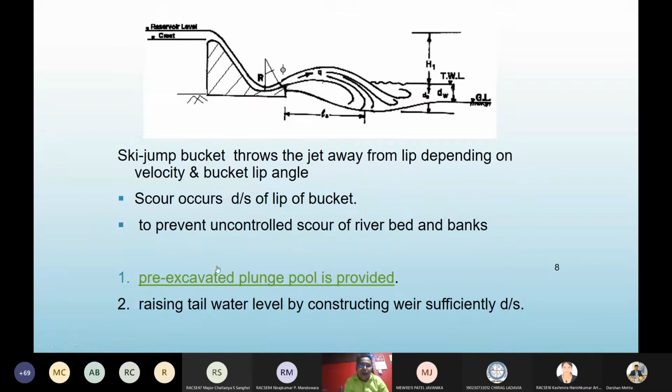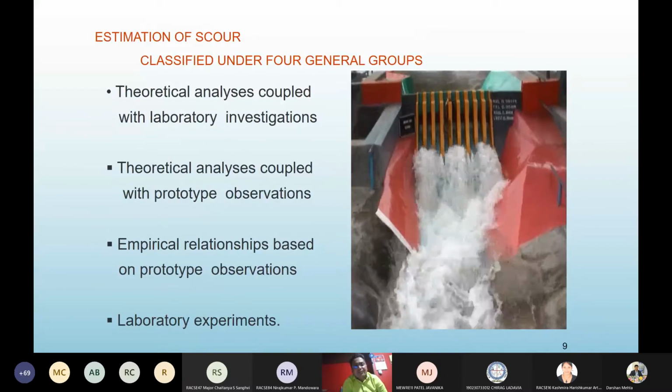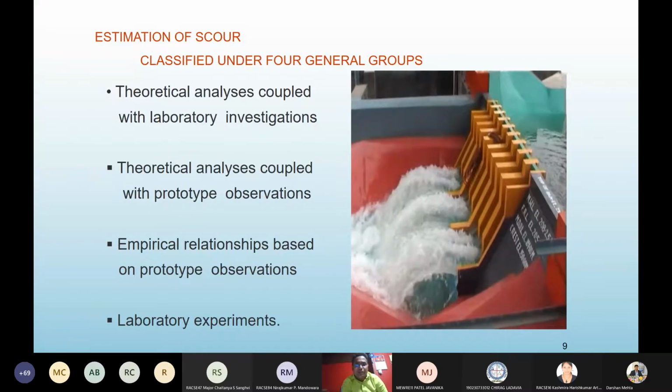Only two alternatives are available: either a pre-excavated plunge pool, or we can raise the tail water level downstream by constructing a weir sufficiently, so that the jets coming in are impacted. Estimation of scour can be classified into 4 categories: theoretical analysis coupled with laboratory investigation, theoretical analysis coupled with prototype observations, empirical relations based on prototype observation, and laboratory experience.